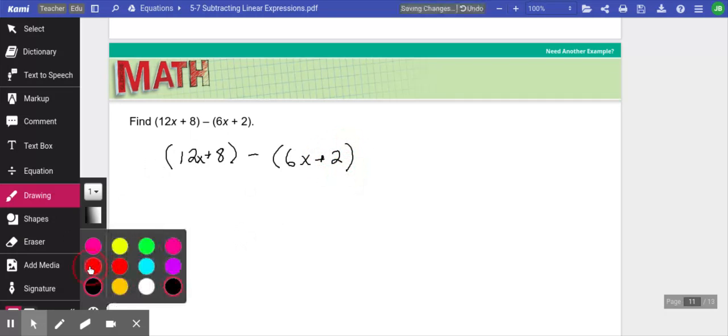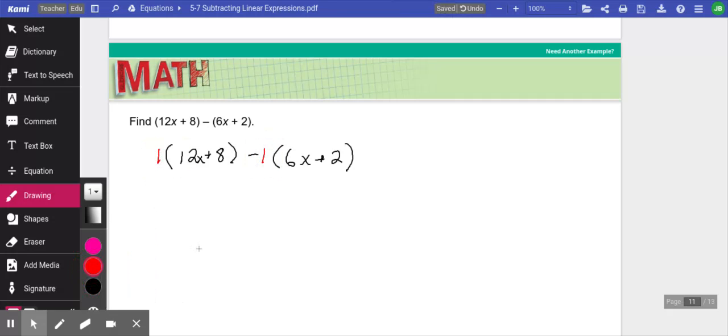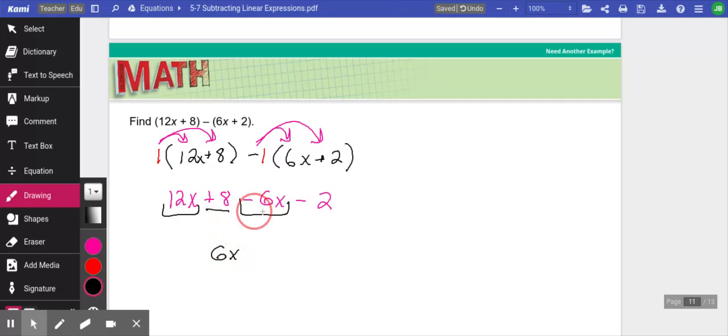We're going to insert our ones. We're going to distribute. We end up with 12x. 1 times 8 is 8. Negative 1 times 6x is negative 6x. Negative 1 times 2 is negative 2. Combine like terms. 12x and negative 6x is 6 times x. 8 minus 2 is positive 6. Did you get 6x plus 6? I bet you did this time.